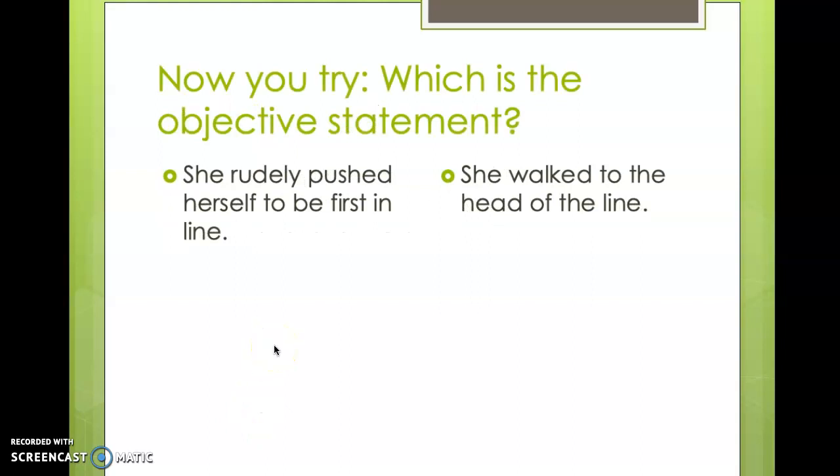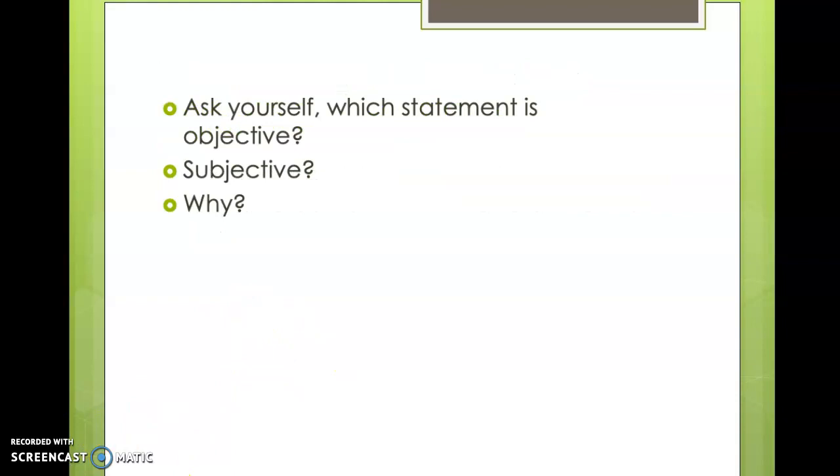Now you try. Which is the objective statement? She rudely pushed herself to be first in line. She walked to the head of the line. Ask yourself, which statement is objective? Which one's subjective? Why?